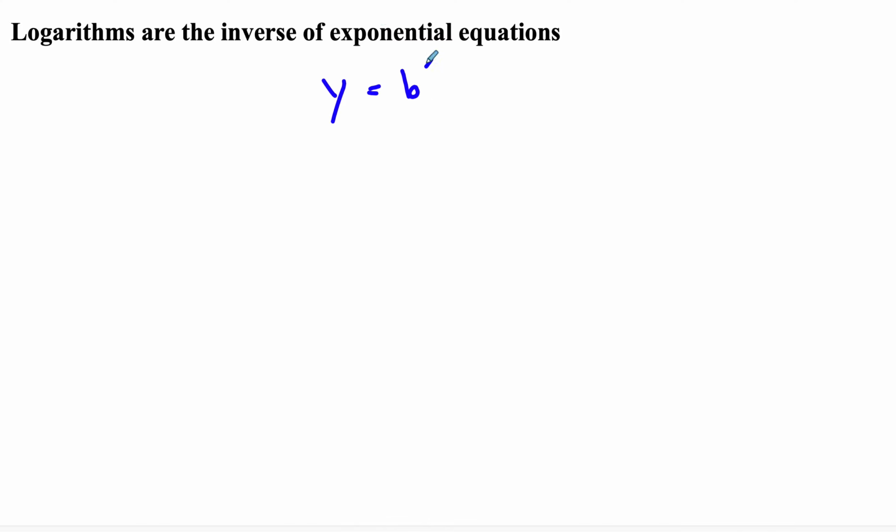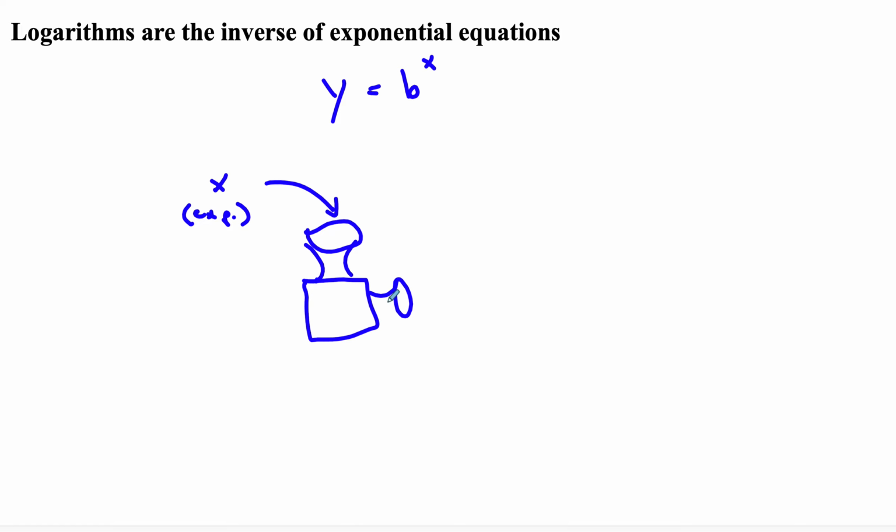B to the x. So what happens is we take x, which is an exponent, and we put it in our function. This is what an exponential function is doing, right? Taking an x, which is an exponent, and yielding y, which is a value. And then this would be an exponential function. And then a log function should take this y value.